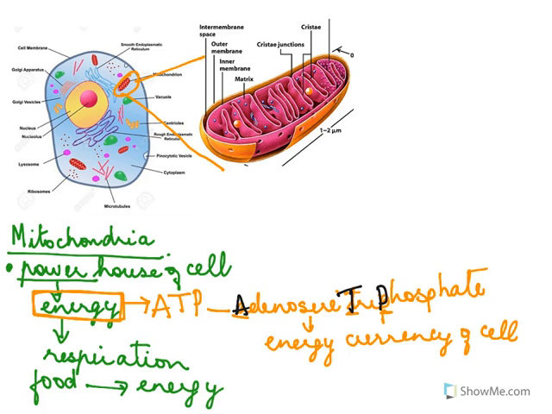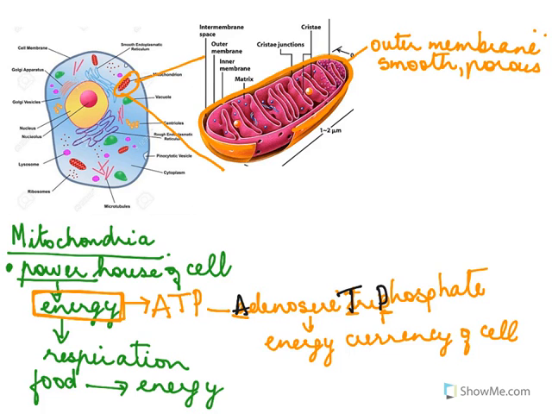Now let's look at the structure of the mitochondria. From the structure we can see it has two membranes. There's this outer membrane. Have you seen this yellow outer membrane? Now this outer membrane of the mitochondria is smooth. There are no folds in it. It is smooth and porous.